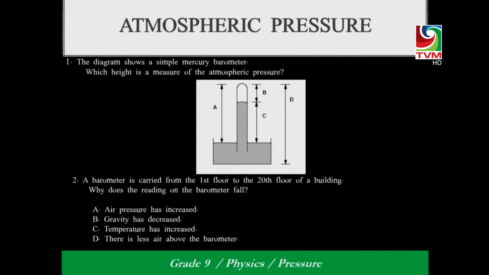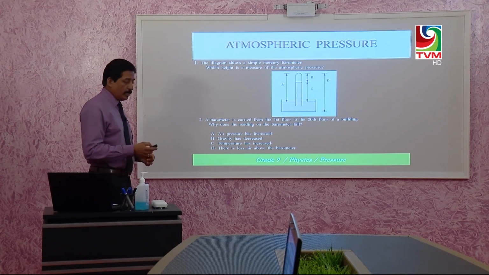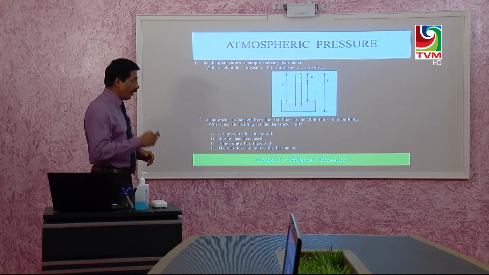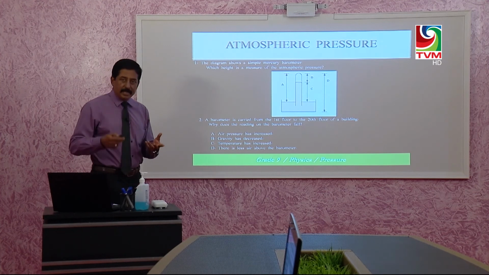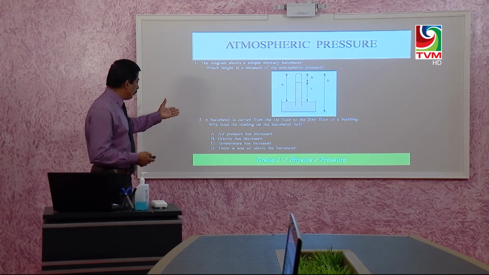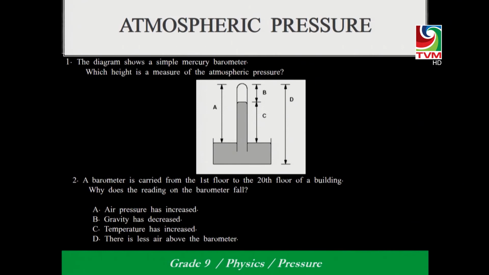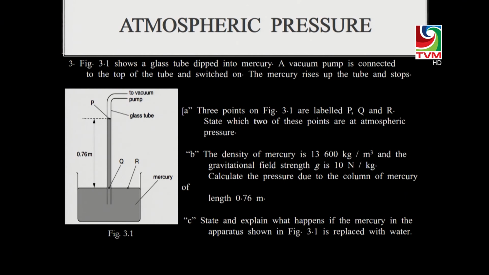A barometer is carried from the first floor to the 20th floor of the building. Why does the reading on the barometer fall? The reading falls because of low pressure. So, go through the options. First one, air pressure has increased, wrong. Gravity has decreased, that is also wrong, because gravity will not change within 20 floors. Temperature has increased, no. There is less air above the barometer, so the atmospheric pressure decreases.